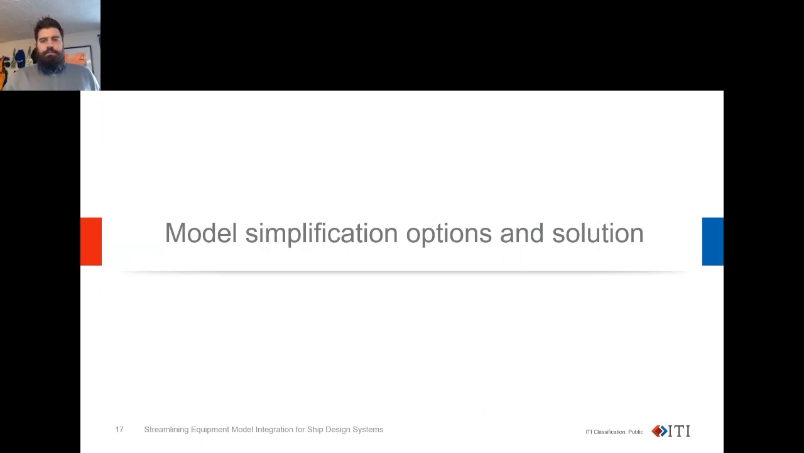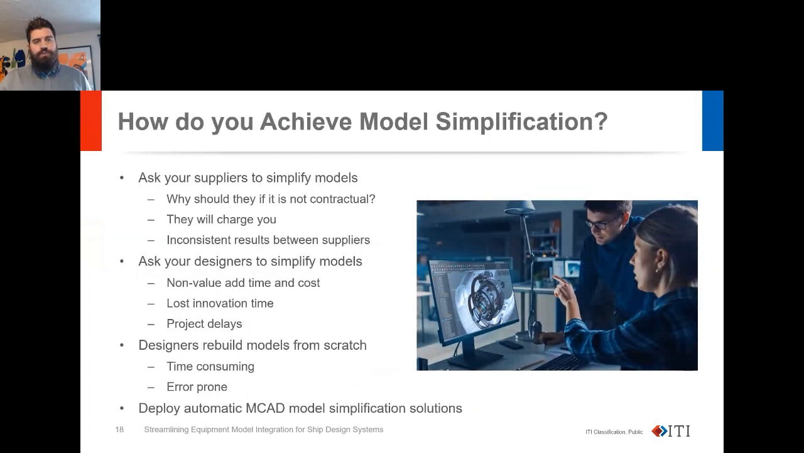So, model simplification options and a solution. There are several ways to get this level of model simplification. Include asking clients or vendors to do this, but they may be reluctant to do so because, like I said earlier, if you've got a manufacturer sending you a model, they have everything they need in there. So why would they spend their time and therefore money looking into simplifying their model? They don't need to worry about that side of things.